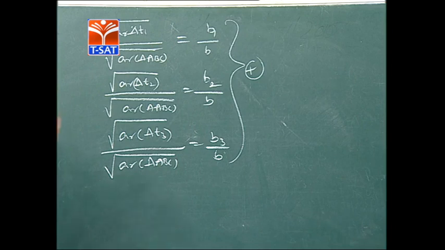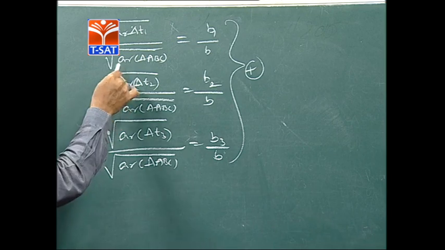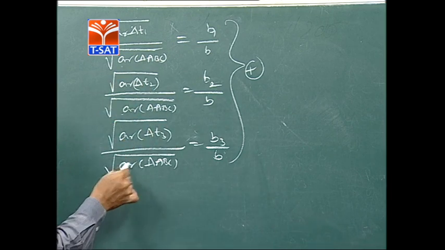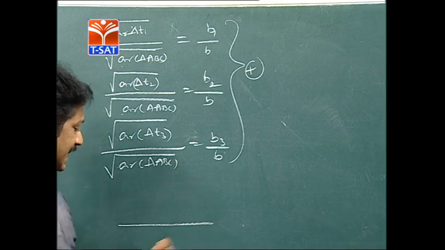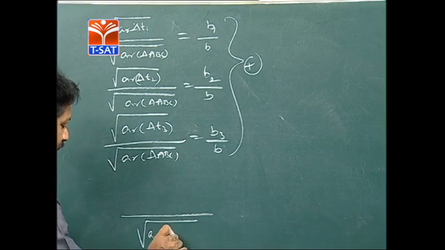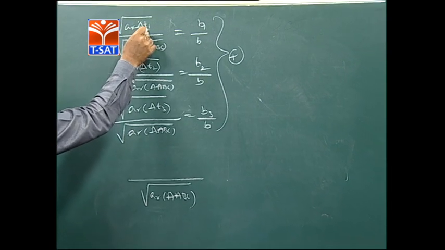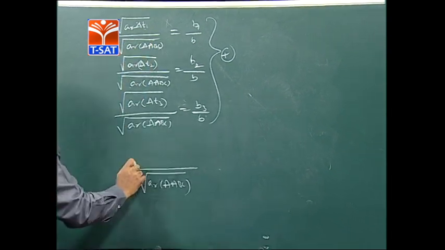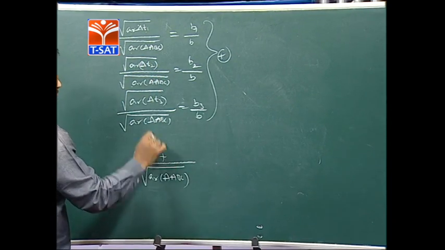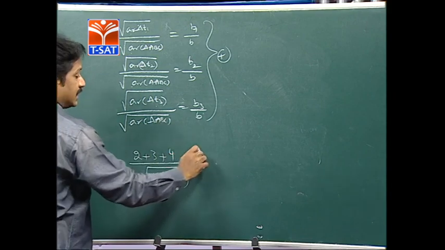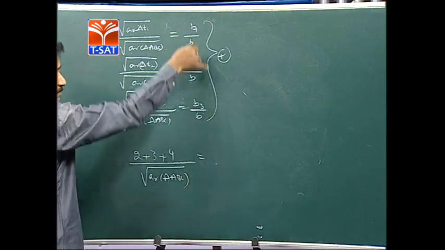Okay. When you add all this, now when you see the left hand side part, area of triangle ABC, the denominator is area of triangle ABC. So when you take LCM, the denominator will be square root of area of triangle ABC. And what is T1? Area is given 4, so root 4, 2. T2, root 9, it is 3. T3, 16, 4 is equal to B1 by B, B2 by B, B3 by B, sum of these.